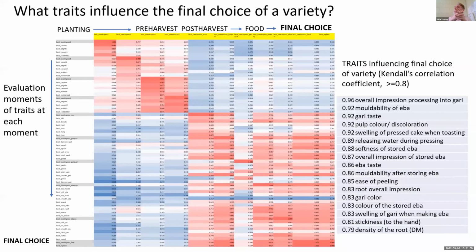So what can we do then with all these time points? Well, what we saw, for example, is that the final choice that people make for a variety after the whole experience is very much determined by the food product quality. The yield was also important. As you can see, there's also density of root. The dry matter determined also the final product. But you can see that things like branching or germination were not so significant. So people really judge varieties on the products that they make from it.